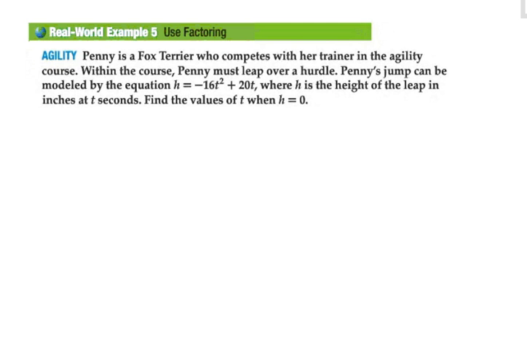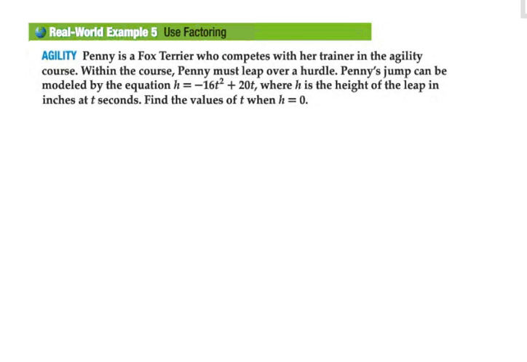It says Penny is a fox terrier who competes with her trainer in the agility course. Within the course, Penny must leap over a hurdle. Penny's jump can be modeled by the equation h equals negative 16t squared plus 20t, where h is the height of the leap in inches at t seconds. We're supposed to find the values of t when h equals 0.